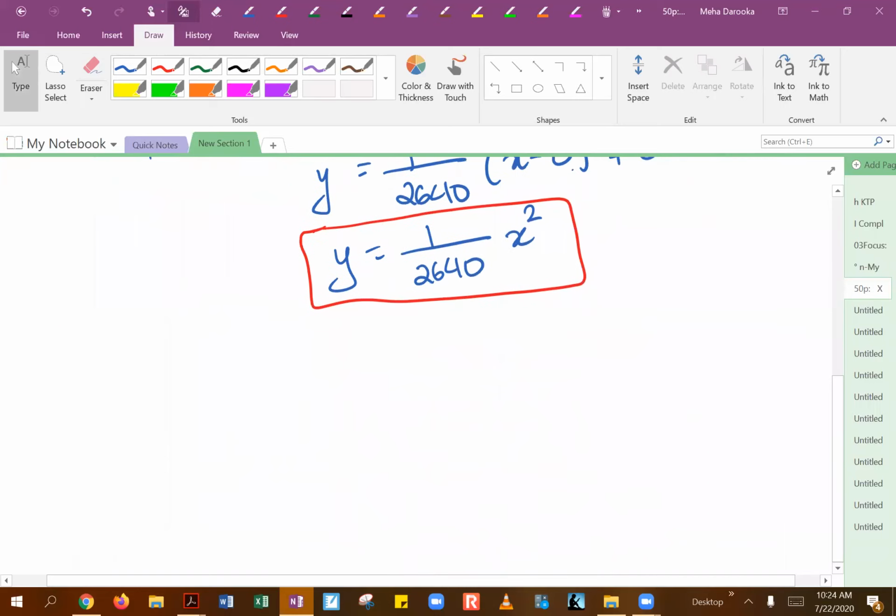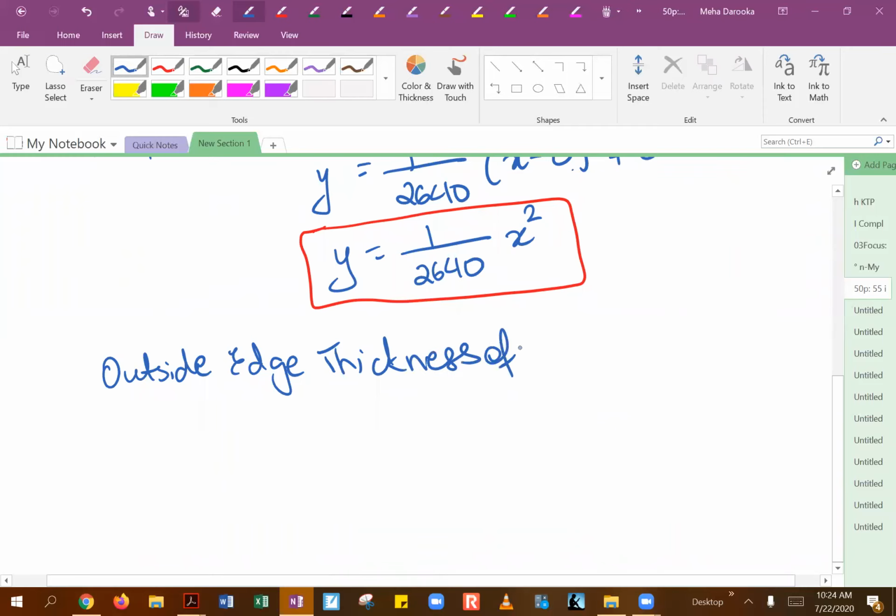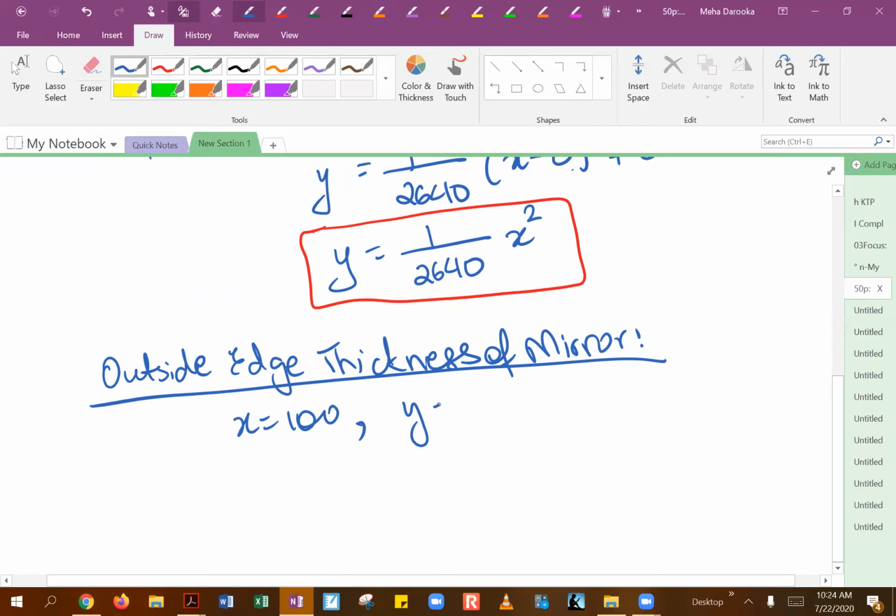So the first thing we are going to do is take x equals 100 and find the y value. So that would be y equals 1 over 2640 x squared, which would end up coming out as 100 squared divided by 2640.